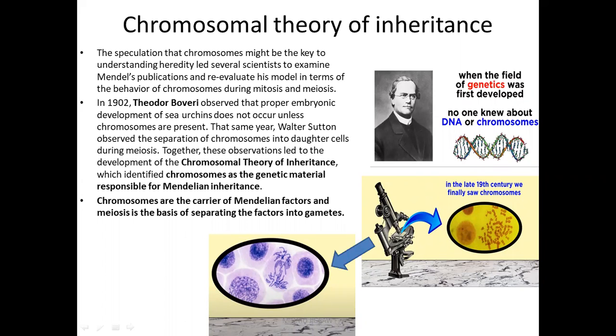Network issues. So we're saying that the chromosomes are the carriers of Mendelian factors, and meiosis is the basis of separating factors into the gametes. Before DNA and chromosomes were actually known, the field of genetics had already been discovered. Then in the late 19th century, we finally saw the chromosomes.